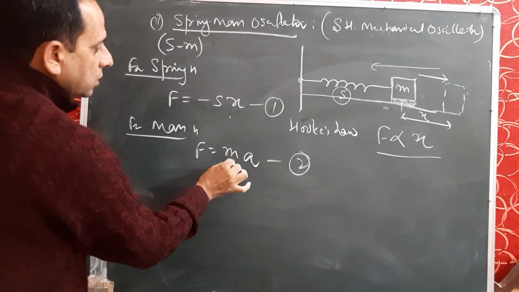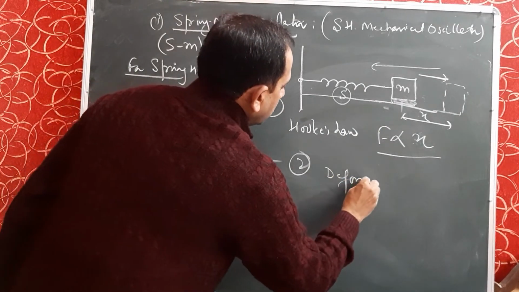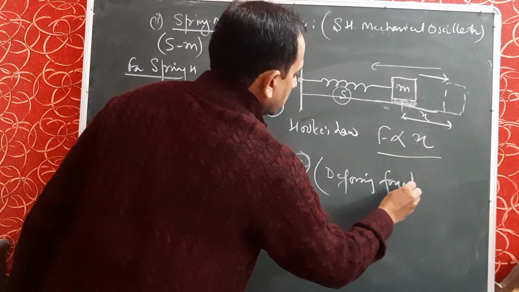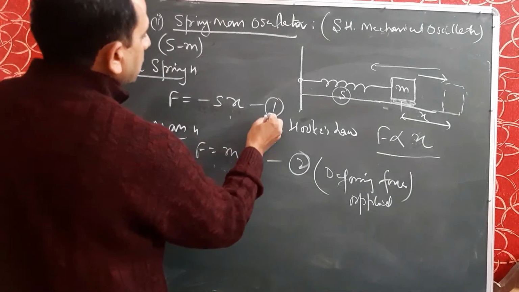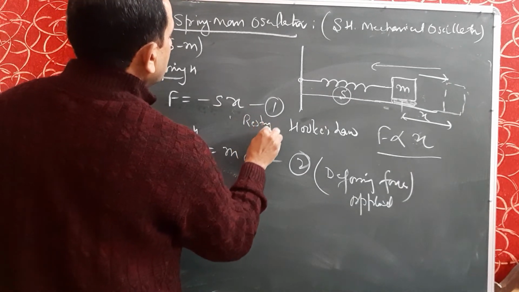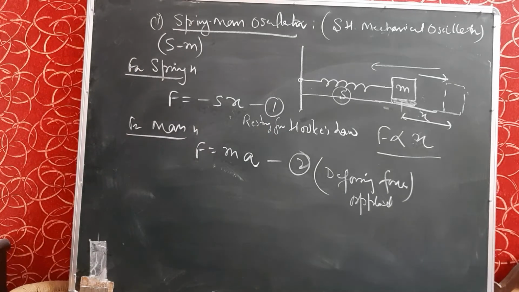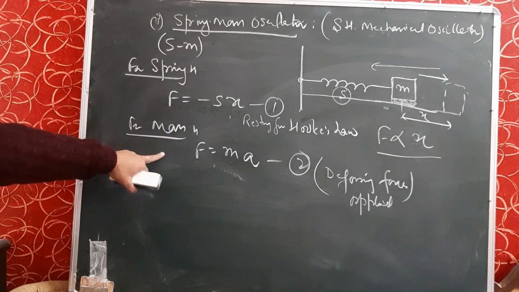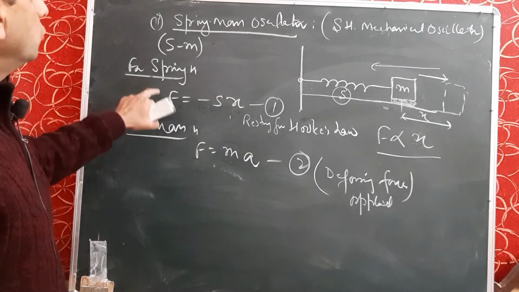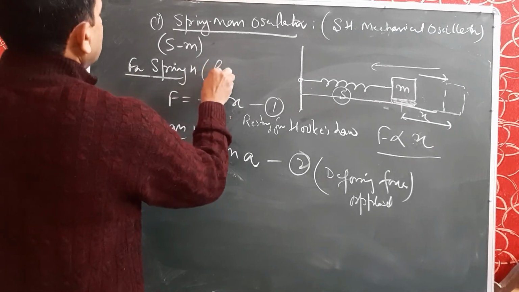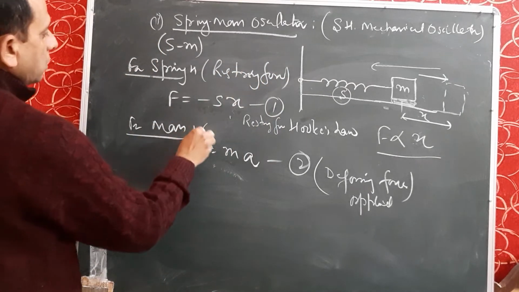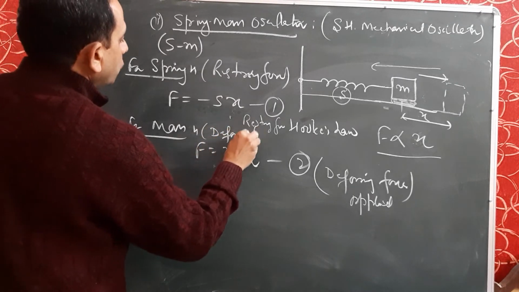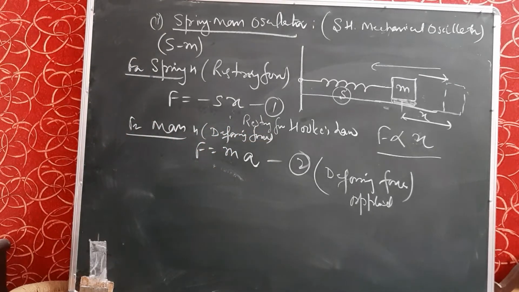So this is called the applied force, or deforming force. This force is applied by us, and the other is a restoring force. You may remember these two forces as deforming force and restoring force. For the spring, it is a restoring force. And for the mass, it is the deforming force.